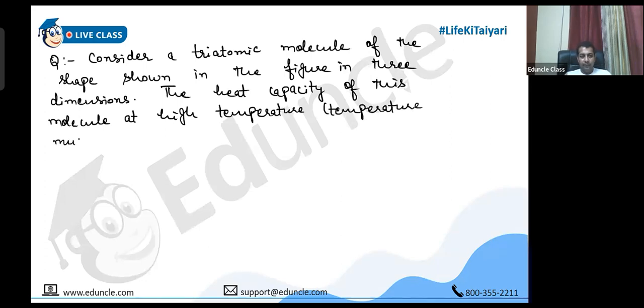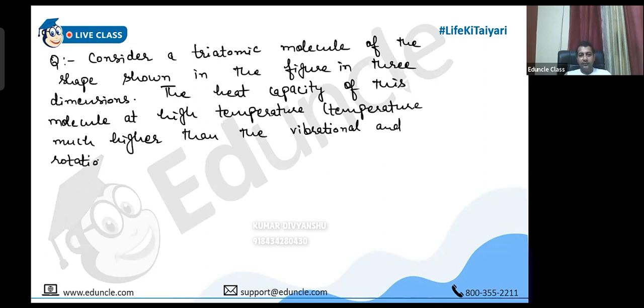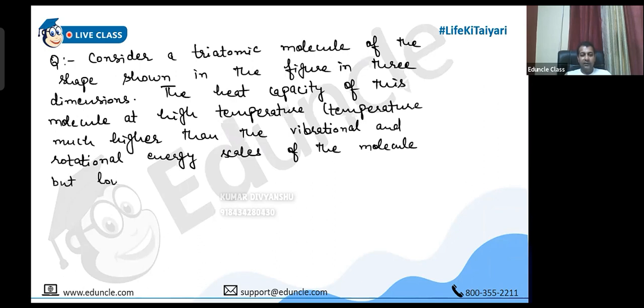Temperature is much higher than the vibrational and rotational energy scale, but lower than the bond dissociation energy. It means bonds will not break, but the molecule can go through all kinds of possible motions because the energy is lower than the bond dissociation energy.